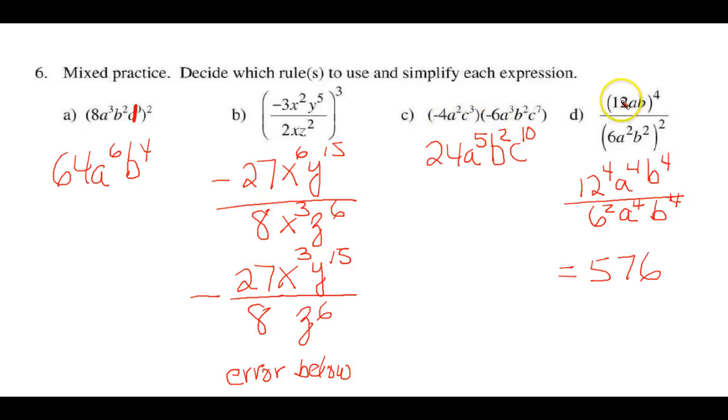And here this is 12 to the 4th, which is there, a to the 4th, b to the 4th, 6 to the 2nd, a to the 4th, b to the 4th. Now these just cancel out. And if you put this in your calculator, 12 to the 4th divided by 36, this is what you get. Okay, so again, you've had a chance for some hands-on, and we'll move on.